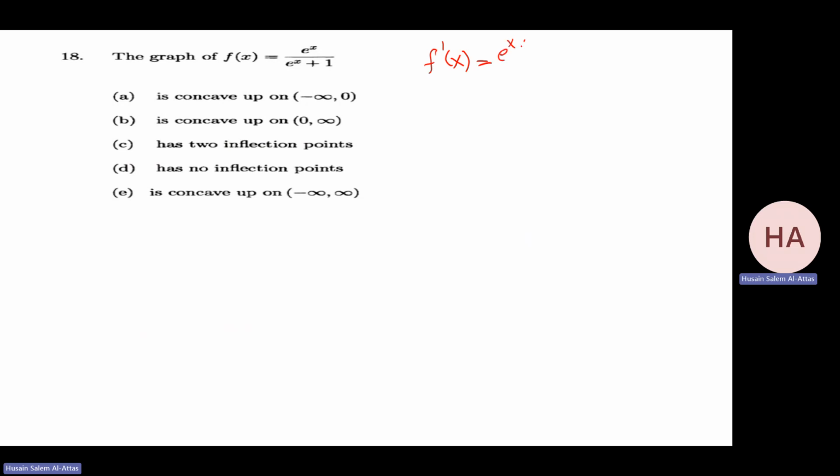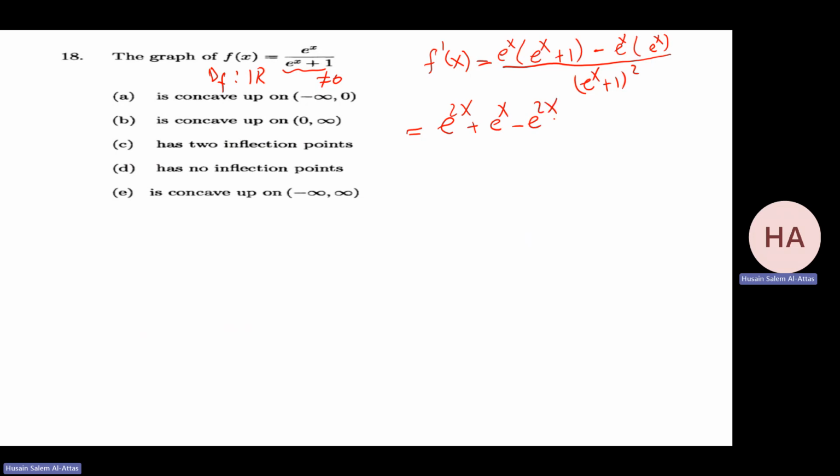I have e^x, then ax plus 1: derivative of the numerator times the denominator, minus derivative of the denominator, which is the same ax, times the numerator, over ax plus 1, all squared. What's the domain of f, by the way? The domain of f is all real numbers, because this cannot be 0. So that will be e to x plus ax minus e to the power 2x over ax plus 1 all squared.